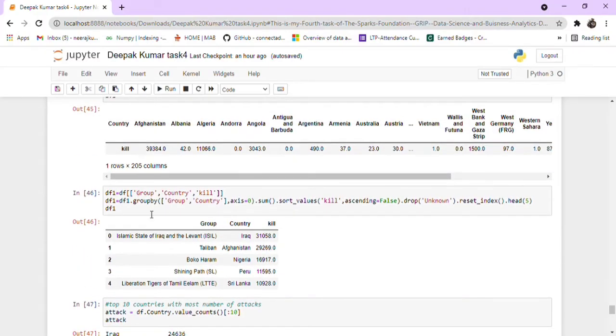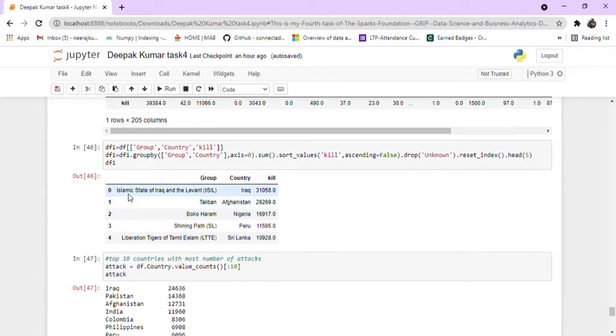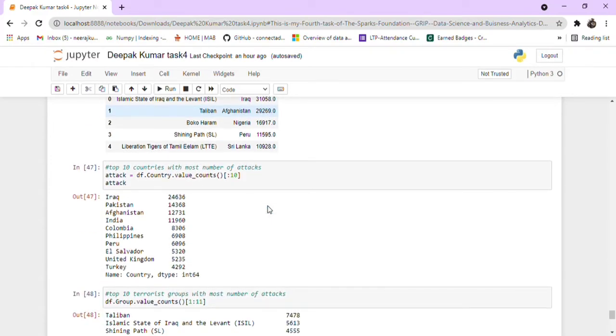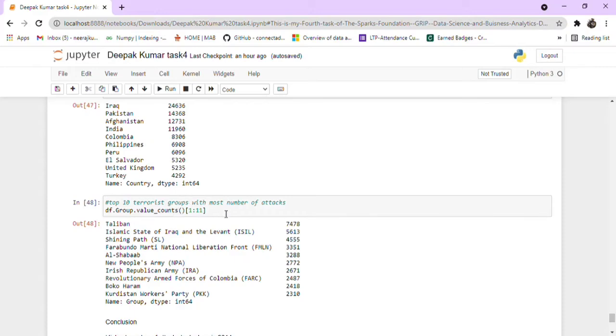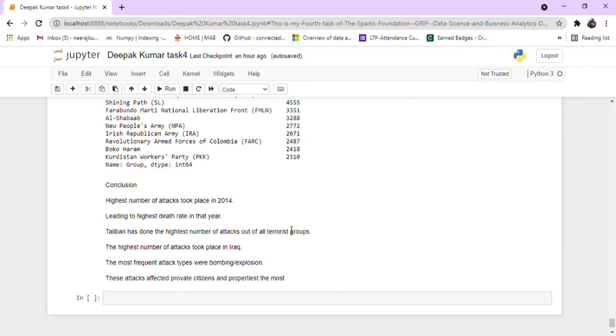Also, I have drawn the group using the group by function command, to show which organization killed the most and how many attacks. So the Islamic State of Iraq and Levant, from the country Iraq, has killed 31,058 till now. For the top 10 countries with the most number of attacks, I have already mentioned Iraq. For the top 10 terrorist groups with the most attacks: Taliban, and the Islamic State of Iraq and Levant is second, doing terrorist attacks mostly.